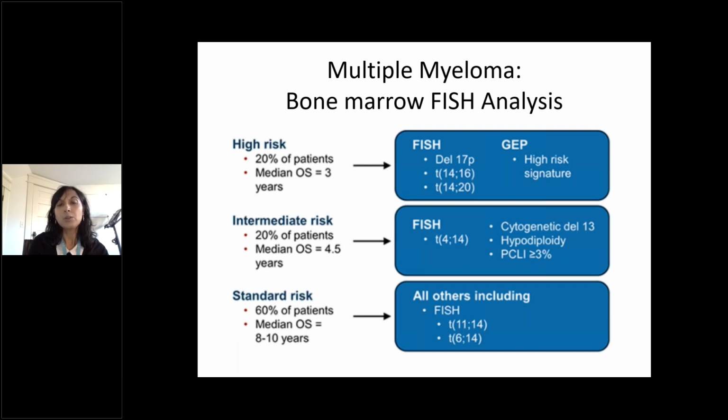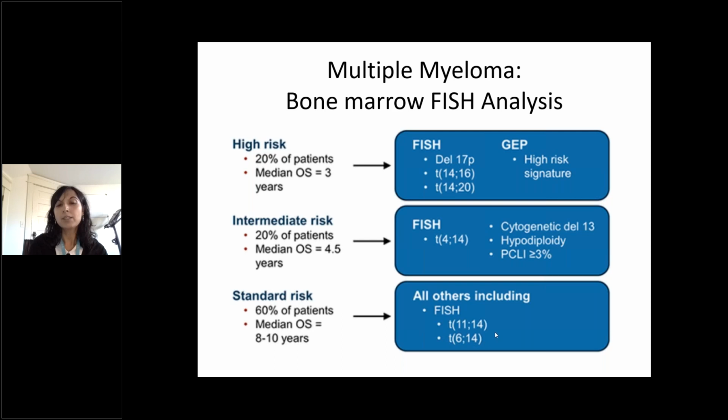And now we do a test called FISH, which helps us identify genetic mutations, which will increase our abilities to prognosticate more accurately and give us a better sense of how the disease will progress, so its natural history. So certain mutations, I'll start with the standard risk first. Thankfully, the majority of patients, 60%, fall into the standard risk category, and they have these mutations that I've listed there.